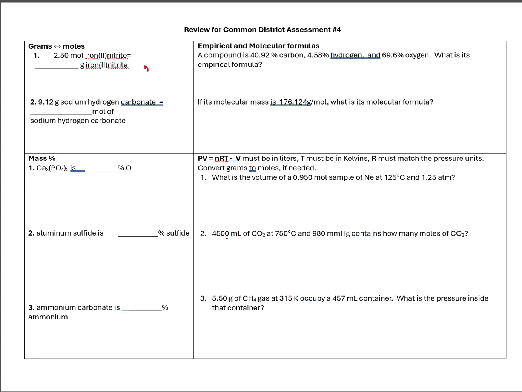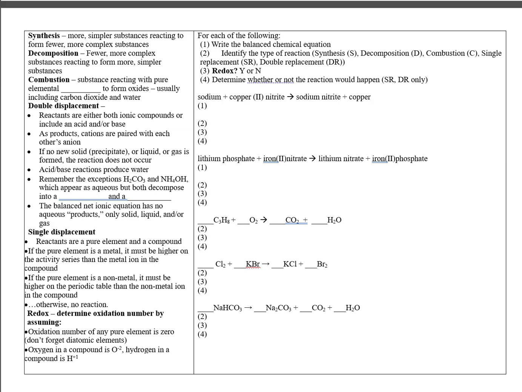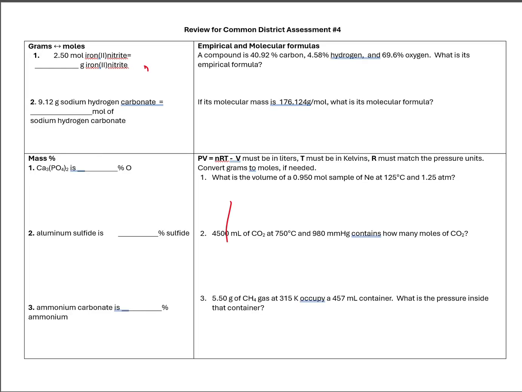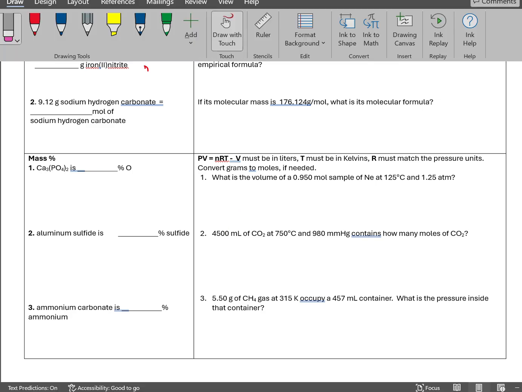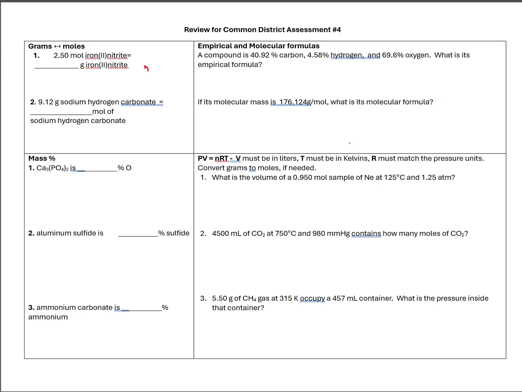You can see the topics we have to cover are grams to moles, mass percent composition like we did on the previous test, empirical molecular formulas like we did on the previous test, PV equals nRT, and then we also have to know all these different kinds of reactions: synthesis, decomposition, combustion, double displacement, single displacement, or single replacement. And so these are the things we need to be able to do for the test tomorrow. So I'm going to get started here. I apologize for the gruff voice, and here we go.